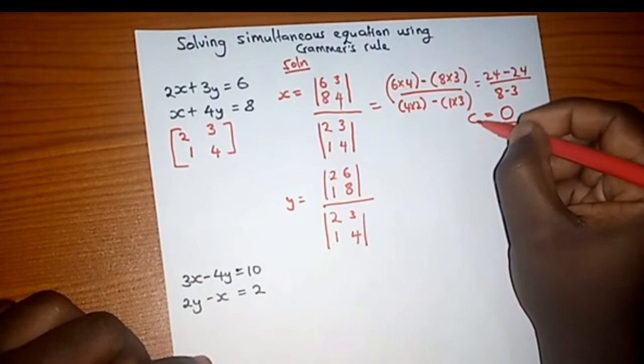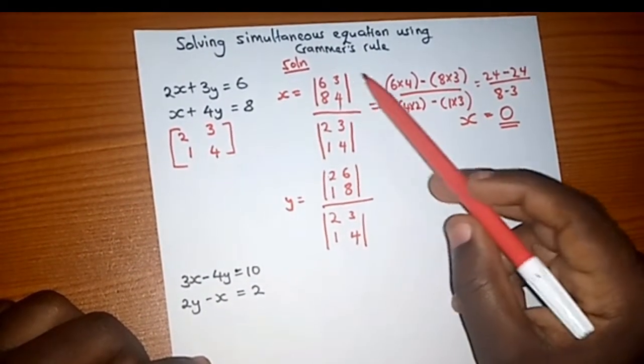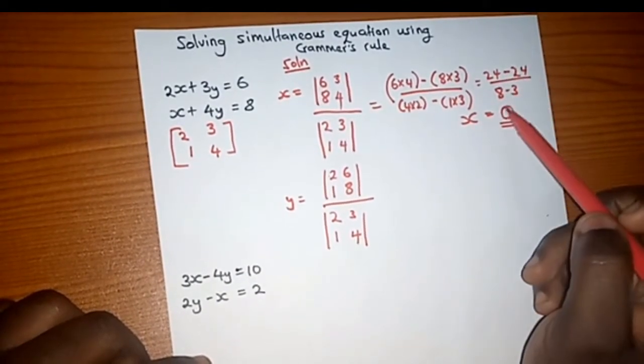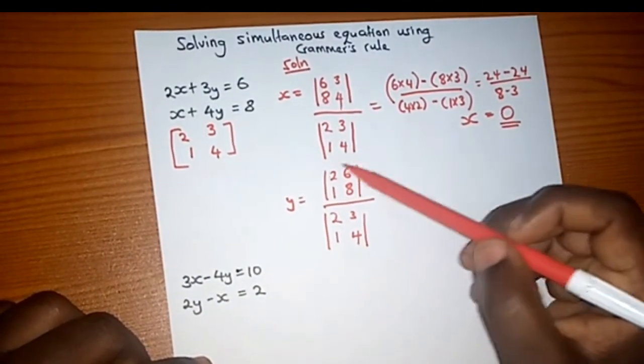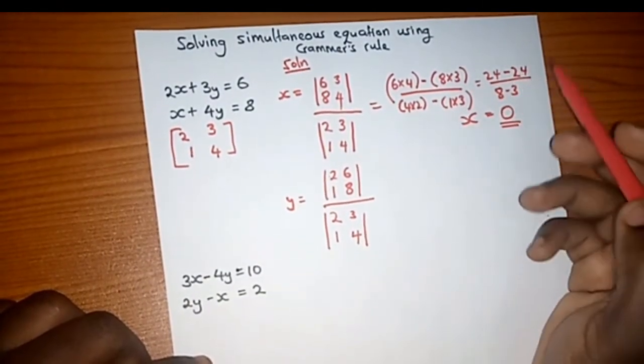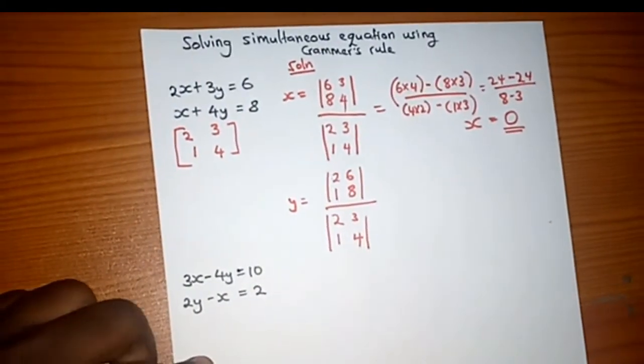So my x value equals 0. You just get the determinant of this, which is 24 minus 24, which is 0, out of the determinant of this, 8 minus 3, which is 5. So 0 divided by any number is always 0. So this is my answer for the value of x.